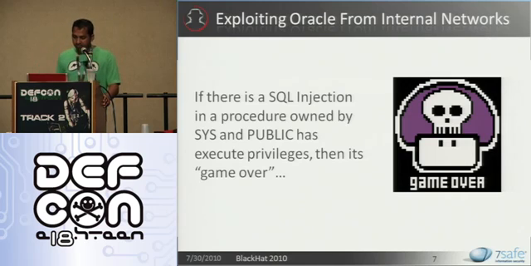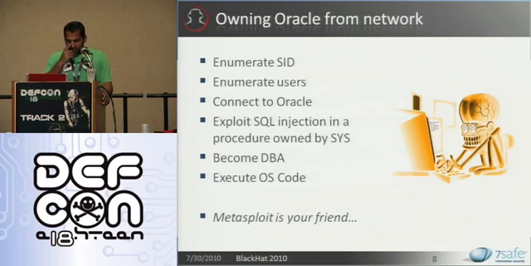So this is something which we all know about. How do we hack Oracle from internal networks? In a nutshell, if there is a SQL injection in a procedure owned by sys and public has execute privileges, then whatever you inject gets executed as sys. So you can elevate your privileges, become sys, and once you have sys permissions, you can execute OS code. In a few steps, that's how you go about hacking an Oracle database from an internal network.